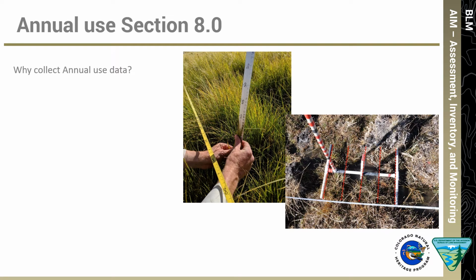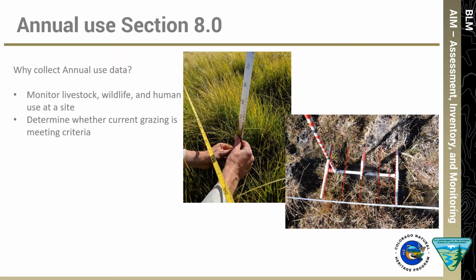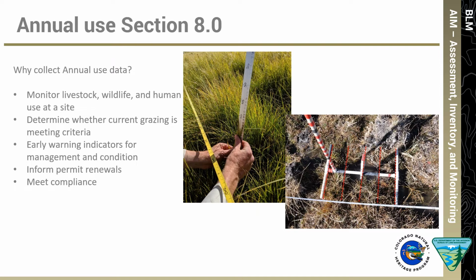Why do BLM monitoring projects collect annual use data? We collect annual use to monitor livestock, wildlife, and human use at a site. Annual use data can help determine whether current grazing is meeting criteria. It can serve as an early warning indicator for management and condition. Annual use data helps inform permit renewals, and annual use data helps meet compliance.